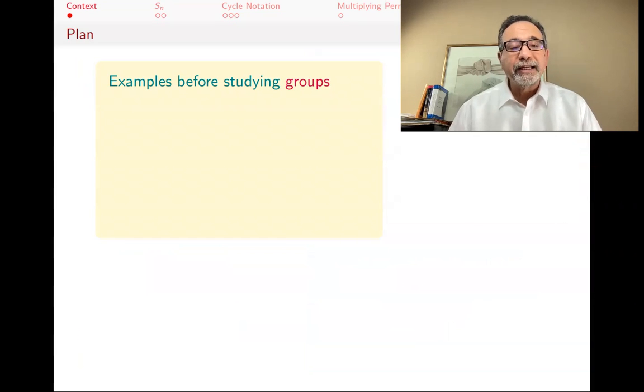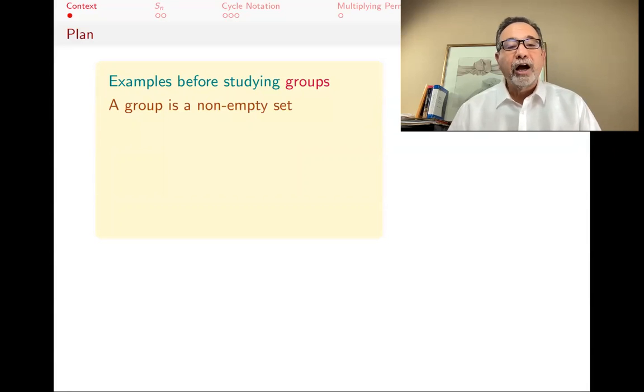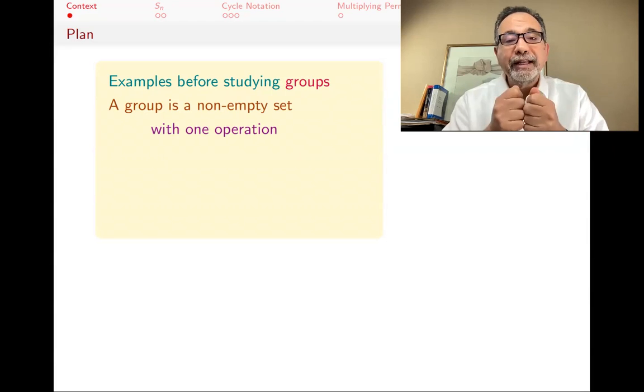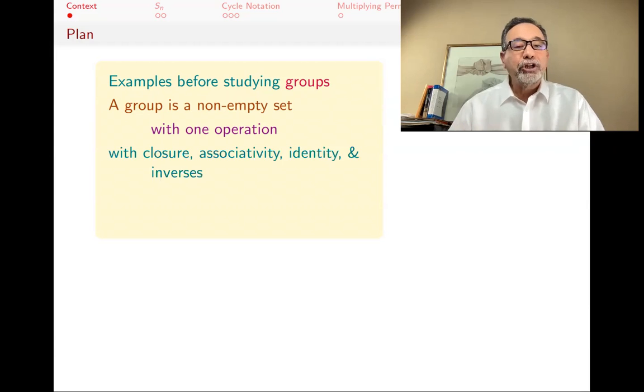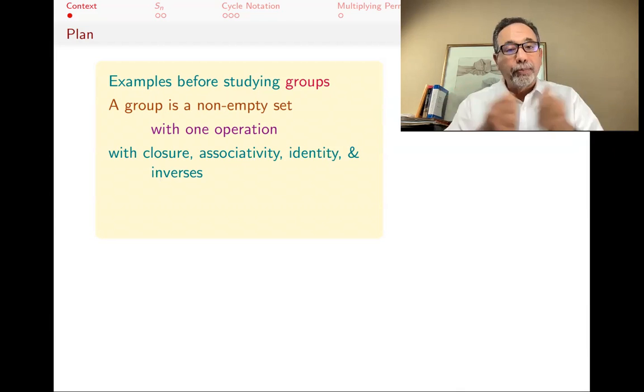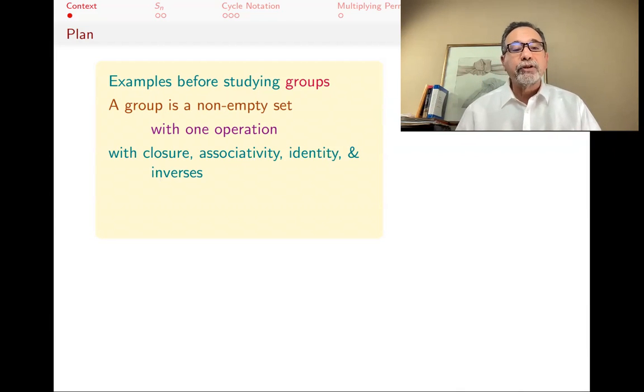Before formally studying groups, we like to have examples. A group is a non-empty set, and it has one operation. There's a way of combining two elements and getting another element of that set. That operation we usually call multiplication. That operation has to be closed, meaning that if you take two elements and multiply them, you get another element of that set.